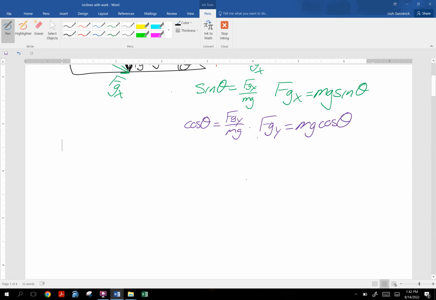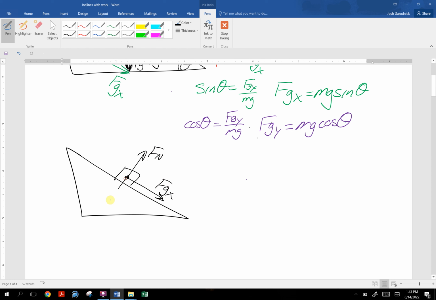I do have some recommendations when it comes to drawing the free body diagram. Your base free body diagram for an incline, I would suggest doing FN perpendicular to the surface. FGX is down the hill. Notice I've drawn it directly on the box, the object, and FGY is opposite FN, okay?